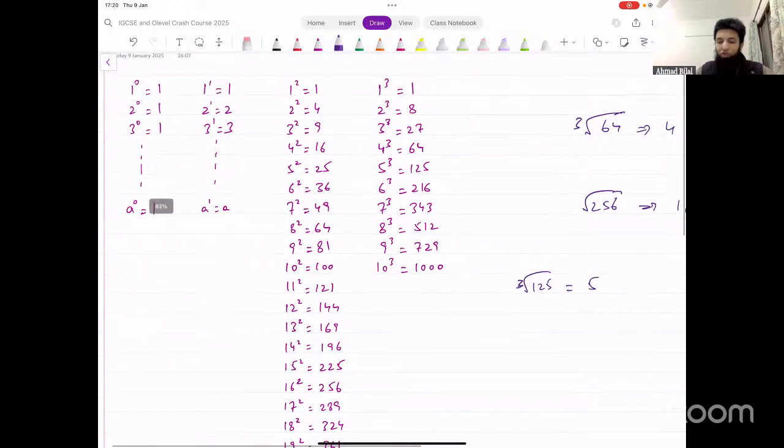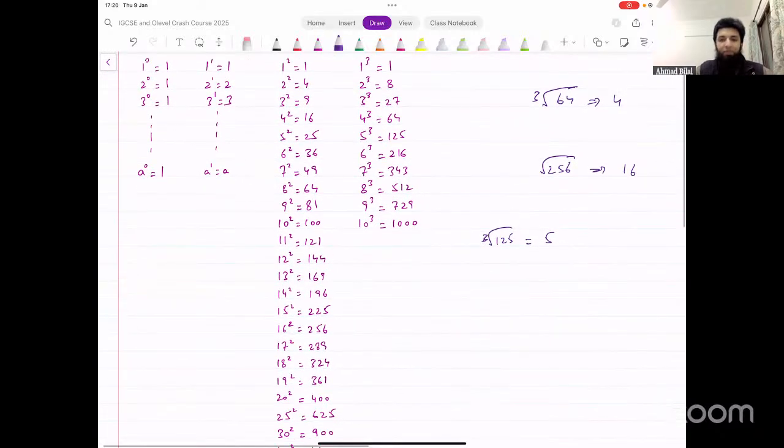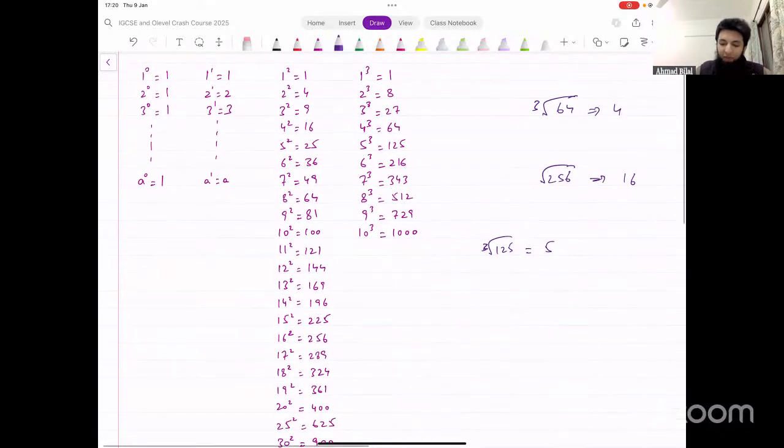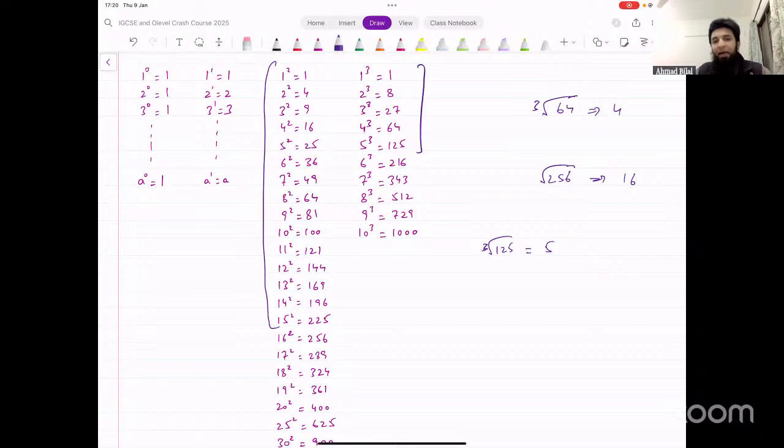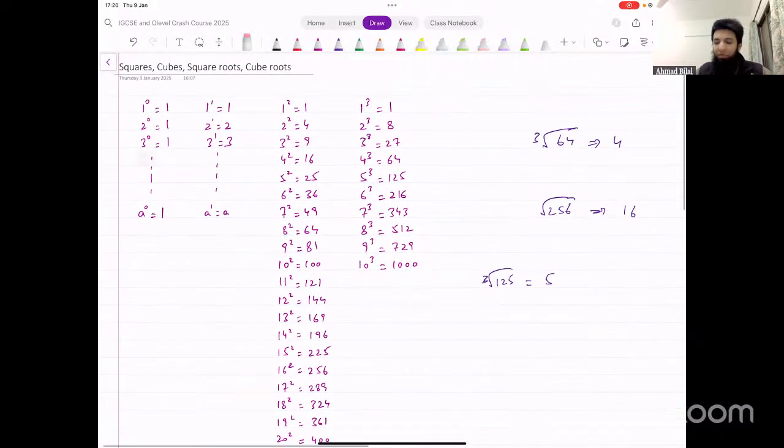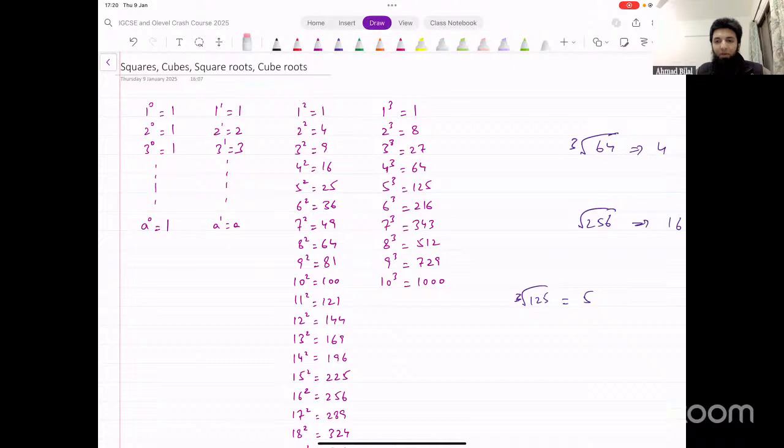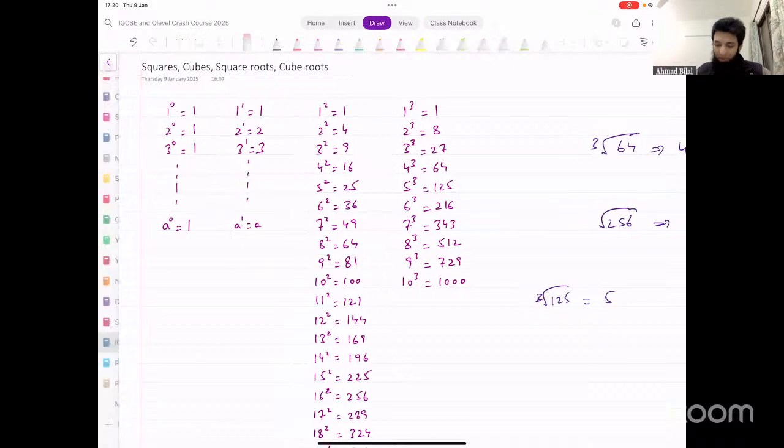So you should memorize these. Try to memorize these. The squares at least up to 15, and the cubes at least up to 5. Ideally, squares up to 20 and cubes up to 10. But at least the first 15 from here and the first 5 from there. This is what you must remember at any cost.